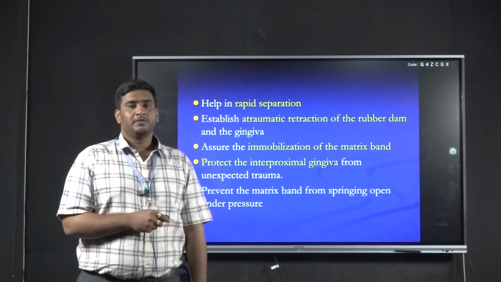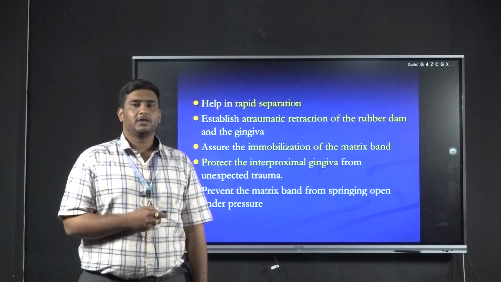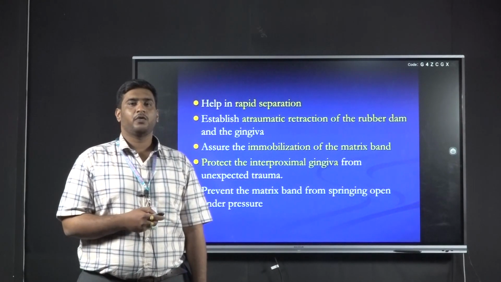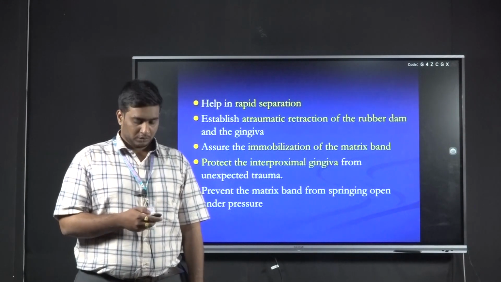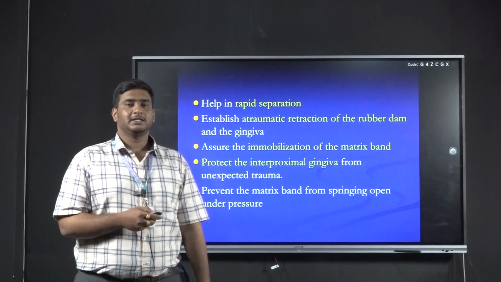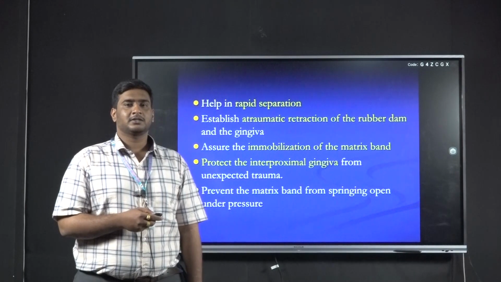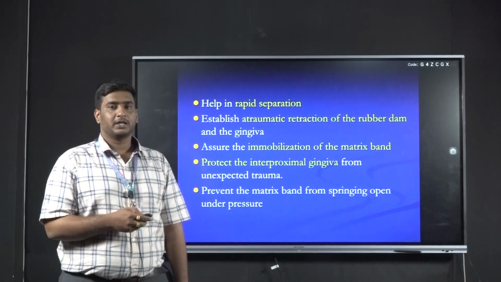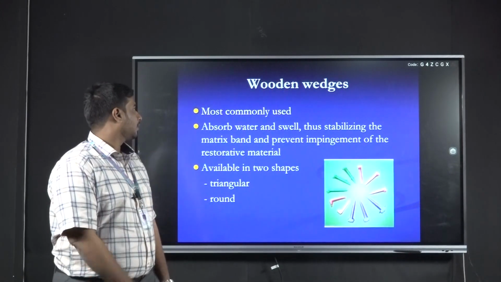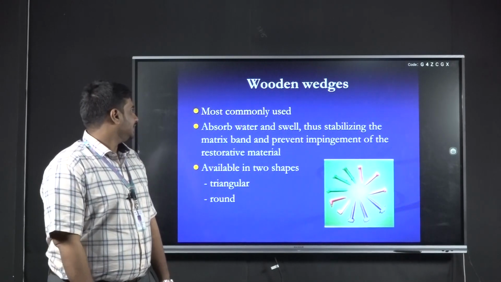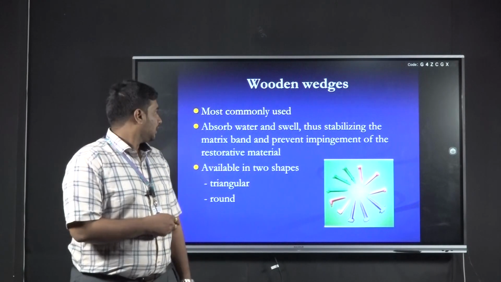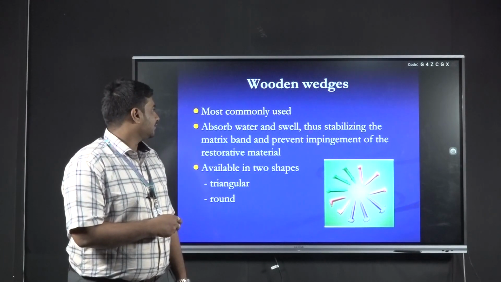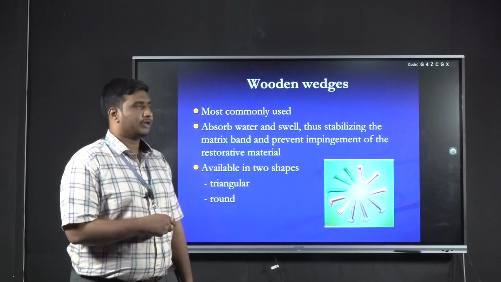And also, whenever we are keeping the matrix band without the wedge, there may be chances of springing up of the matrix band due to the load. So if we place the wedge, there will be decreased chances of springing out of the matrix during the restorative procedure. And coming to the wooden wedges, these are the most commonly used wedges, and they absorb water and swell, thus stabilizing the matrix band and preventing the impingement of the restorative material.